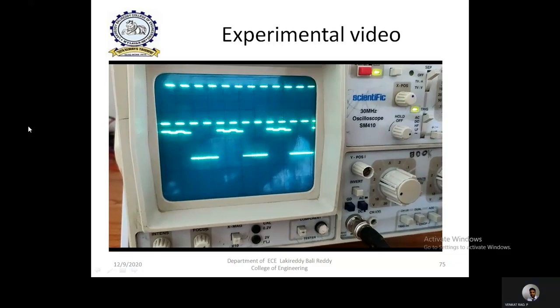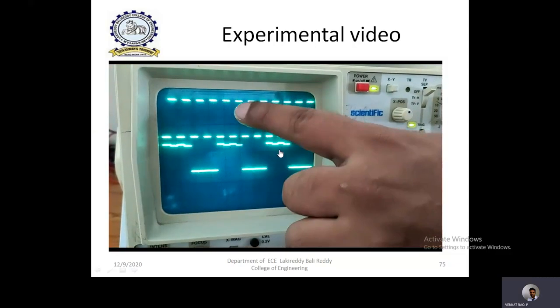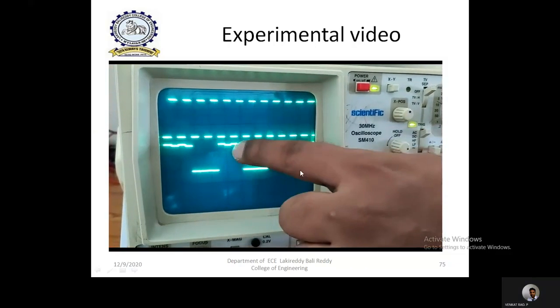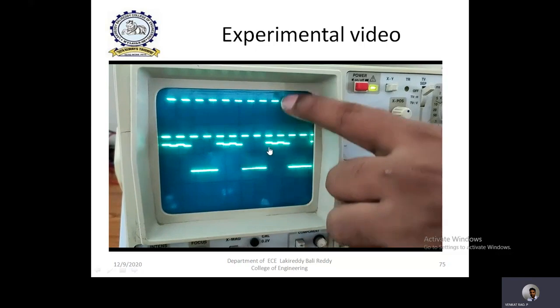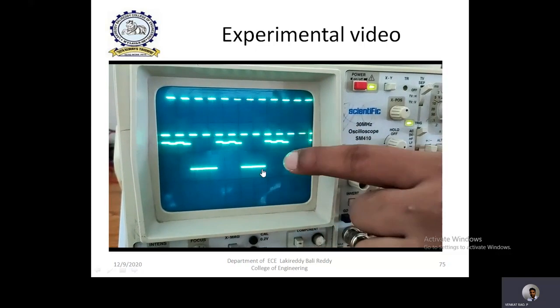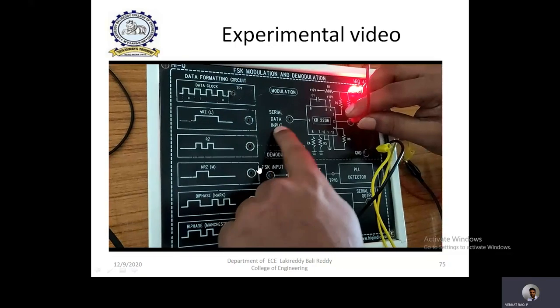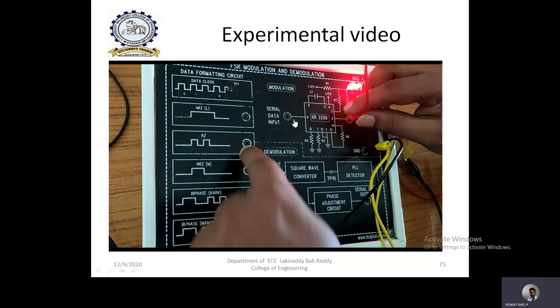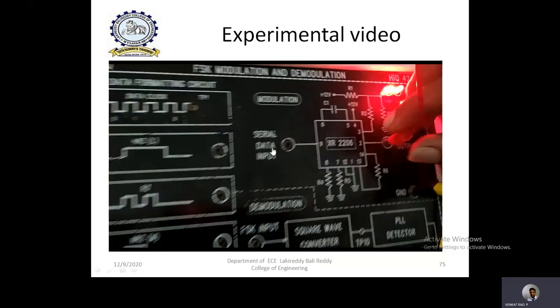Clear? That was repeating like this. Okay, same thing is repeated. So you can note down this 1100 as the general input. Clear? Now connect that input to the input of the modulation as a serial data input.